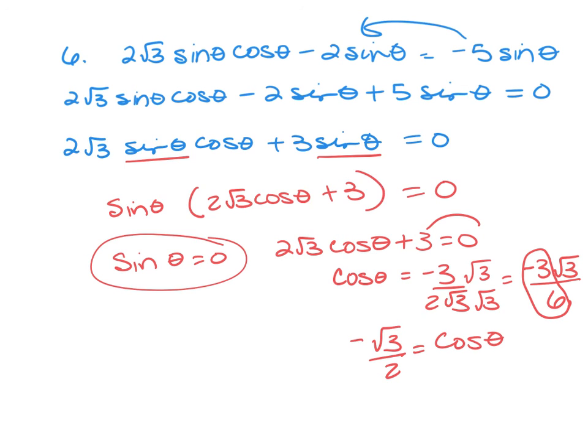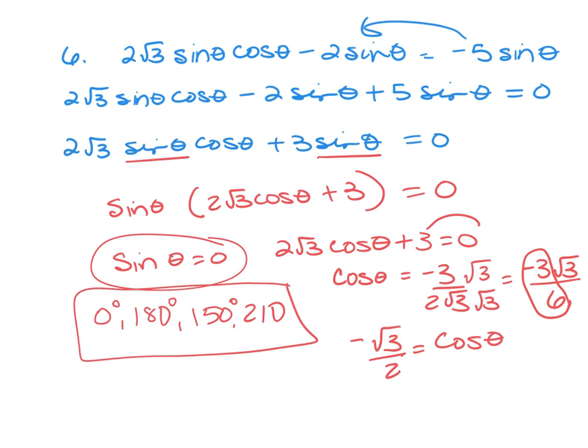Sine is a 0 on 180 and 0. And cosine is -root 3 over 2 on 150 and 210. Cosine's the first number.